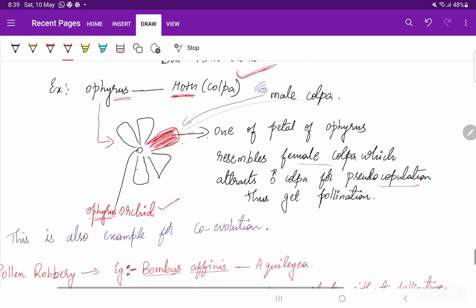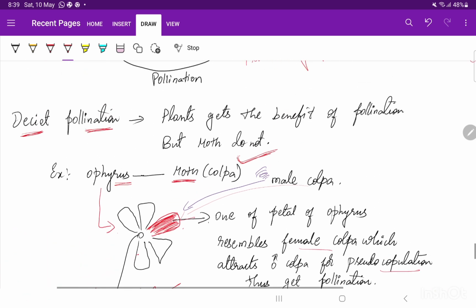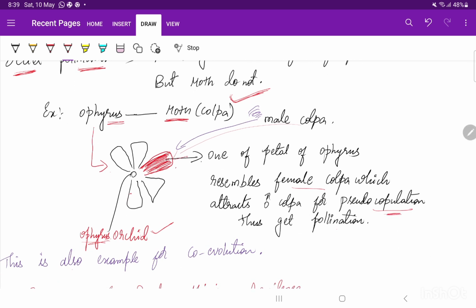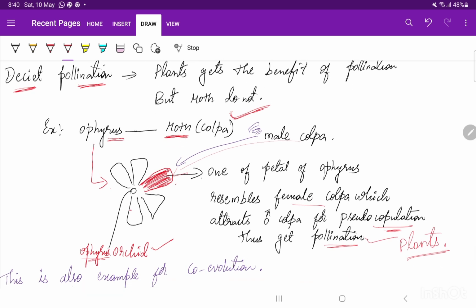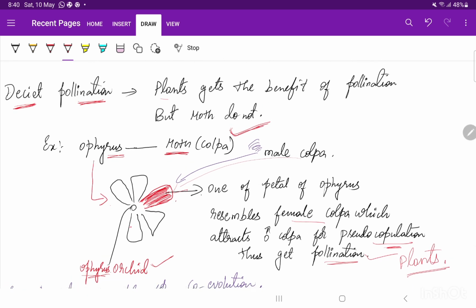So in this way there is false pollination. False copulation occurs in the insect, but pollination occurs for the plant. I hope it's clear for everyone. Let me explain once again. Here the plant will get benefited by the pollination, but the moth doesn't get anything.